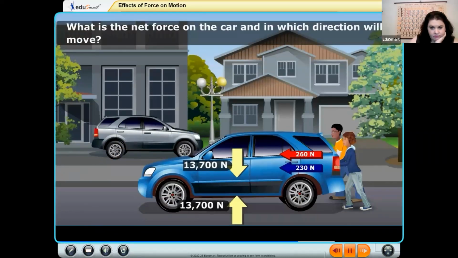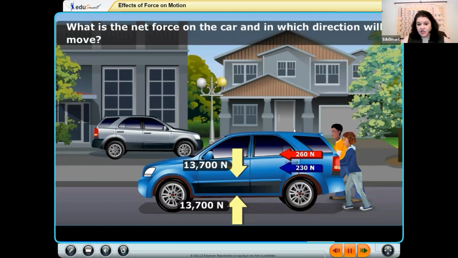What is the net force on the car and in which direction will it move? So here they're actually calculating and predicting the net force on an object. They would just add these two numbers together, and you might have to walk them through that and work out how they're going to move together. And here I'd also point out that these two numbers are equal and therefore balanced.